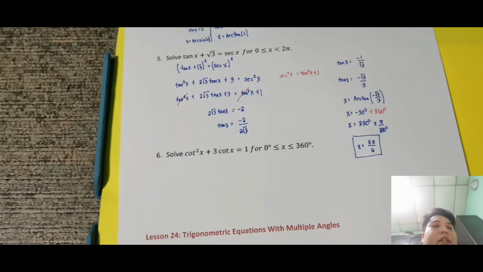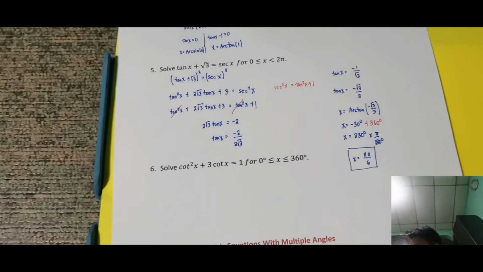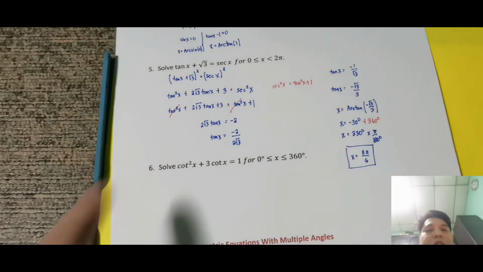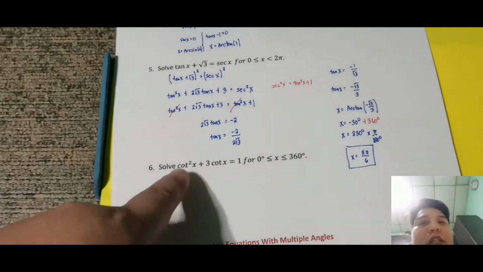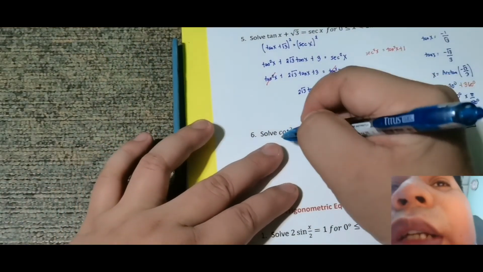Okay, lastly, so for number 6, we have cotangent squared x plus 3 cotangent x is equal to 1 for 0 degrees less than or equal to x less than or equal to 360. So, pasok si 360. Okay, so paano ba gagawin natin dito? I think pwede natin siyang i-solve into quadratic kasi solvable naman siya into quadratic equation. So, i-rewrite muna siya into equation. So, quadratic formula, I think.